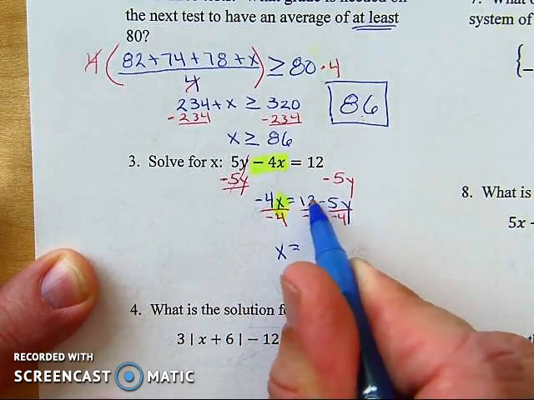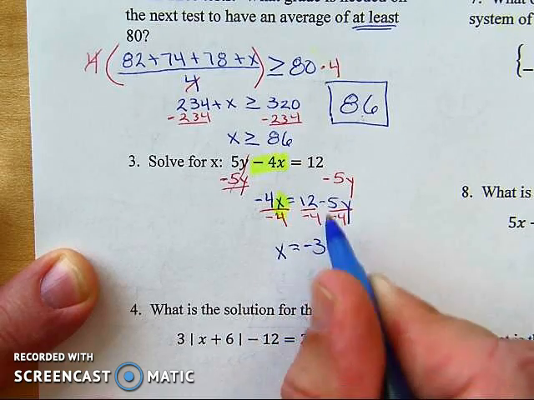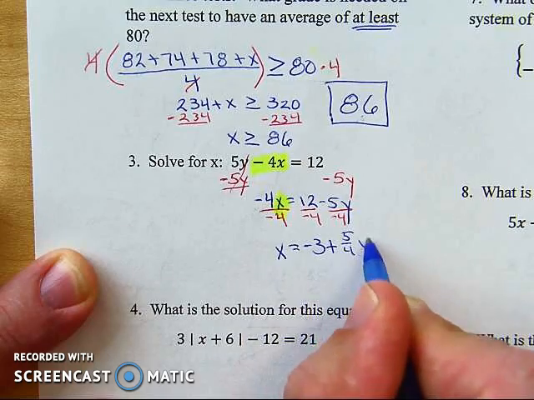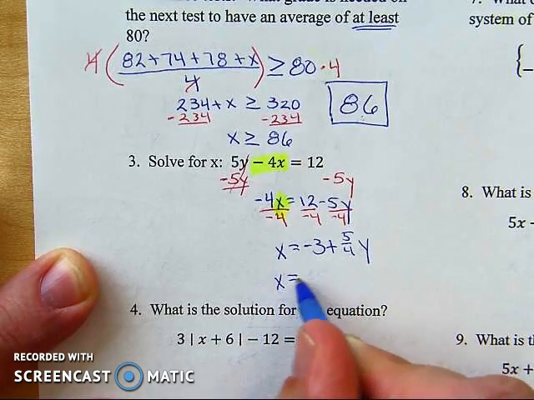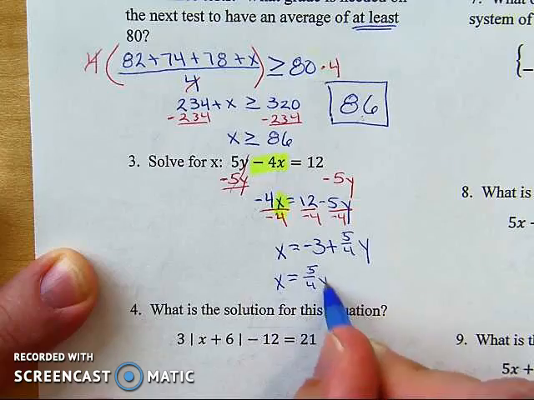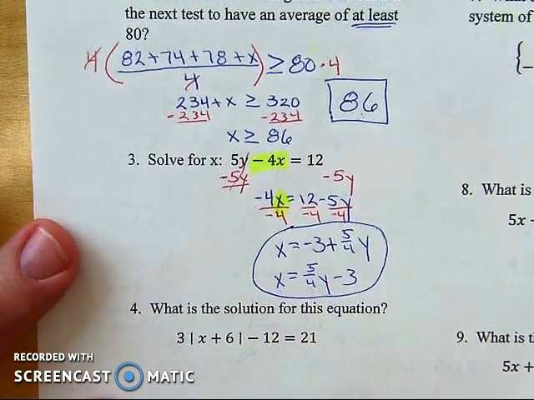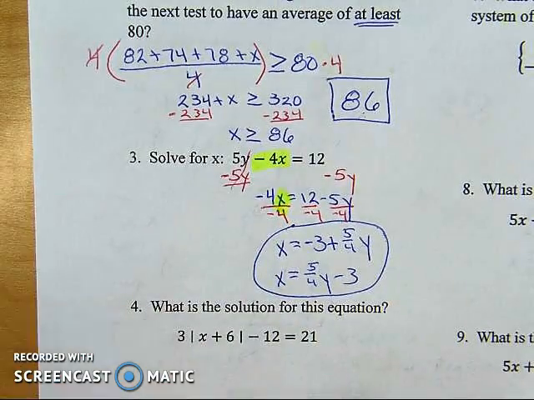x is equal to, well, 12 divided by negative 4 is negative 3. Negative divided by negative is positive, so 5/4 y. Keep in mind, it could also be written as 5/4 y minus 3. Either one of these is fine. You just have to look at your answer key and be prepared to answer one or the other.